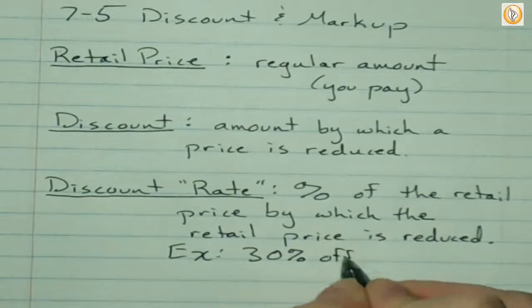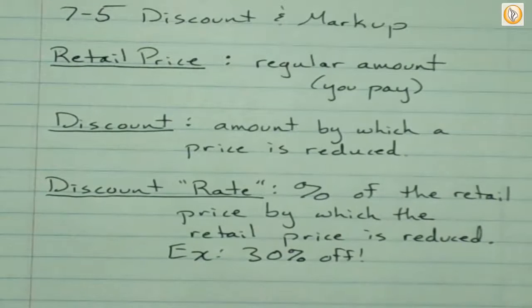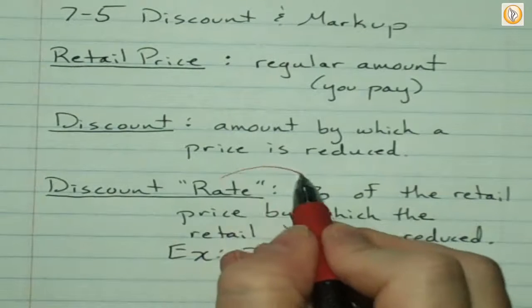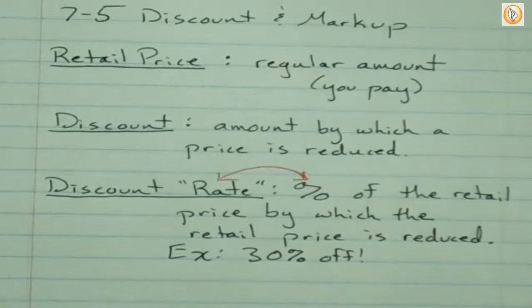Of which the retail price is reduced. For example, 30% off sale. And keep in mind, whenever you see the word rate, we're talking about percent.